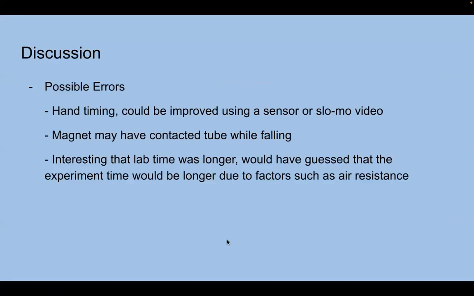So some possible errors of the experimental model include hand timing that could have been improved using a sensor or slow-mo video with a timer in frame to get more accurate times. And it's possible the magnet contacted the tube while falling. It was tough to prevent that. And it was just tough to record the time and drop the magnet and do everything else with 2 hands. So maybe getting another person to help could have improved the experiment.